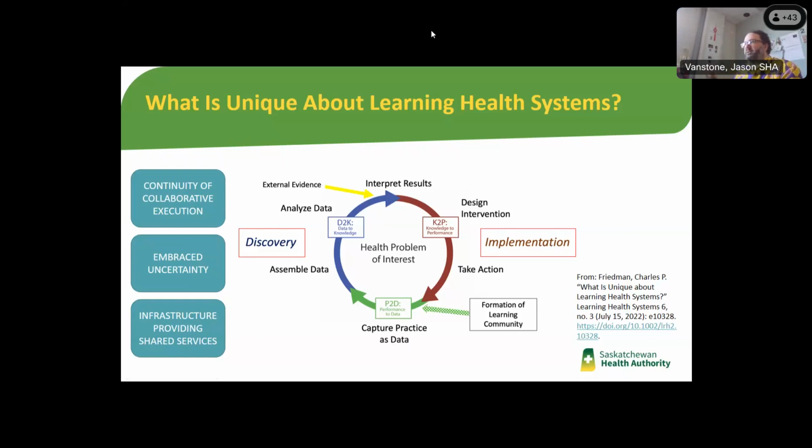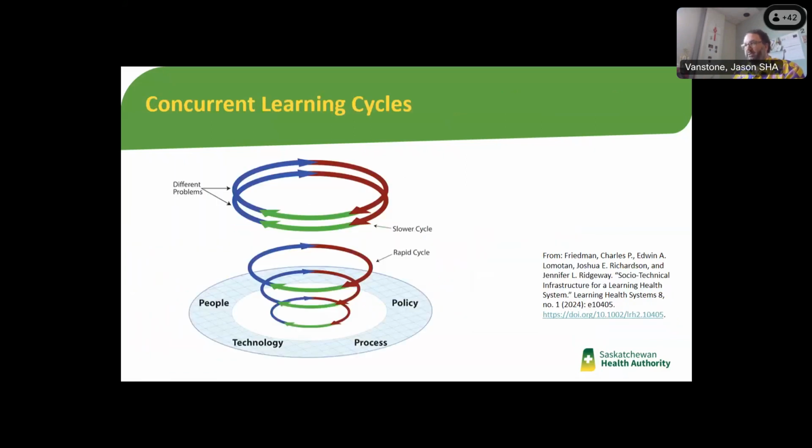And that's just one example. And I'm sure there are people all over the province doing other types of interventions in antimicrobial stewardship, but that was just one that popped into my mind. The next piece, if you go to the next slide then, please, Amir, the concurrent learning cycles.